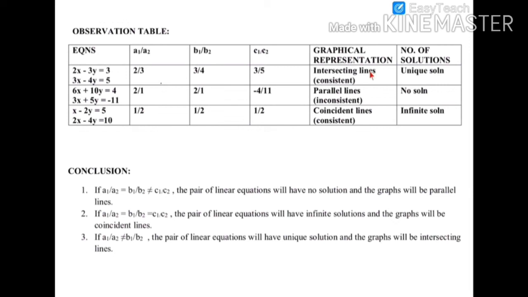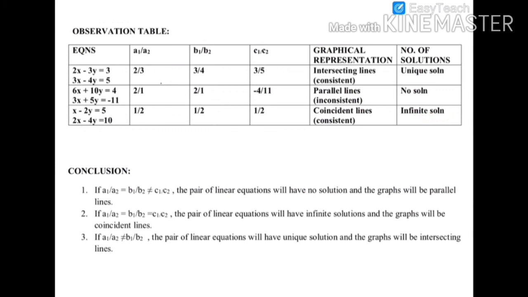When the lines are intersecting, the pair of linear equations will have a unique solution at the point of intersection. When the lines are parallel, there is no solution as these lines are never going to have a common point. When the lines are coincident, then every point of both the lines is a solution of this system of equations, and therefore we can say that it has infinite solutions.